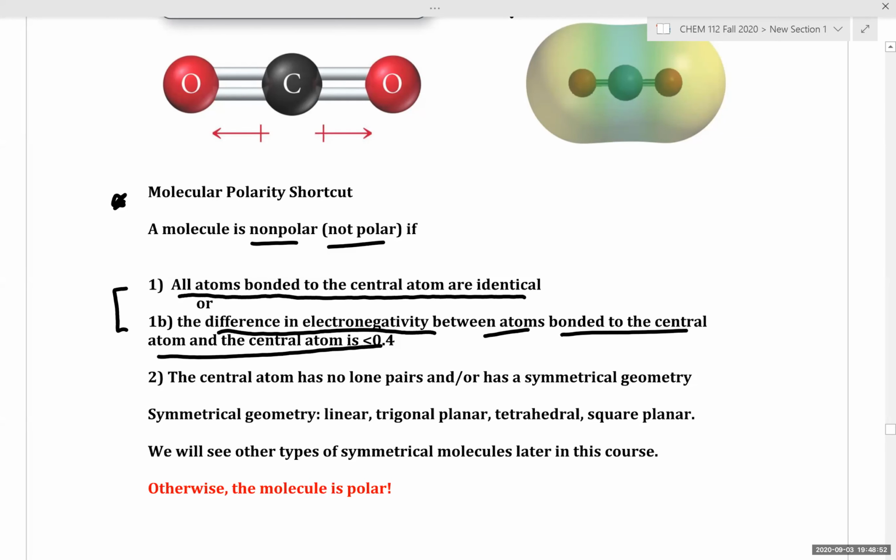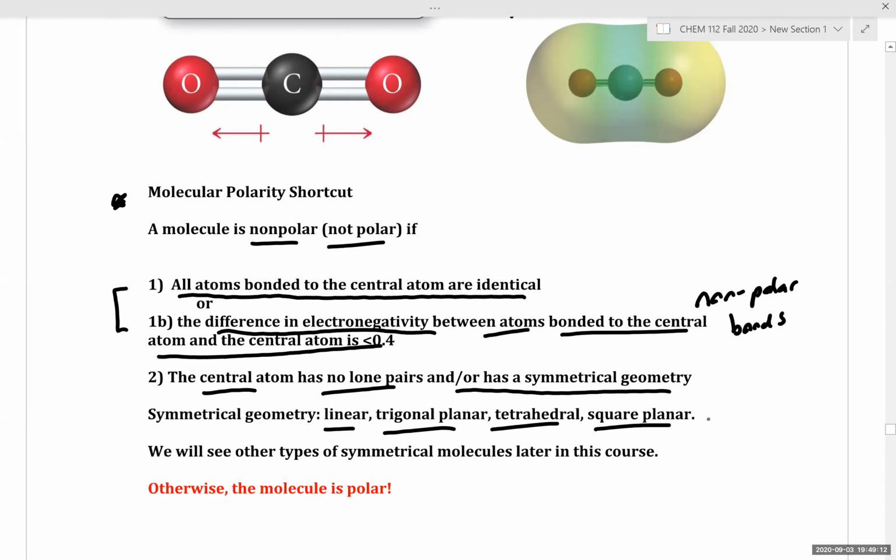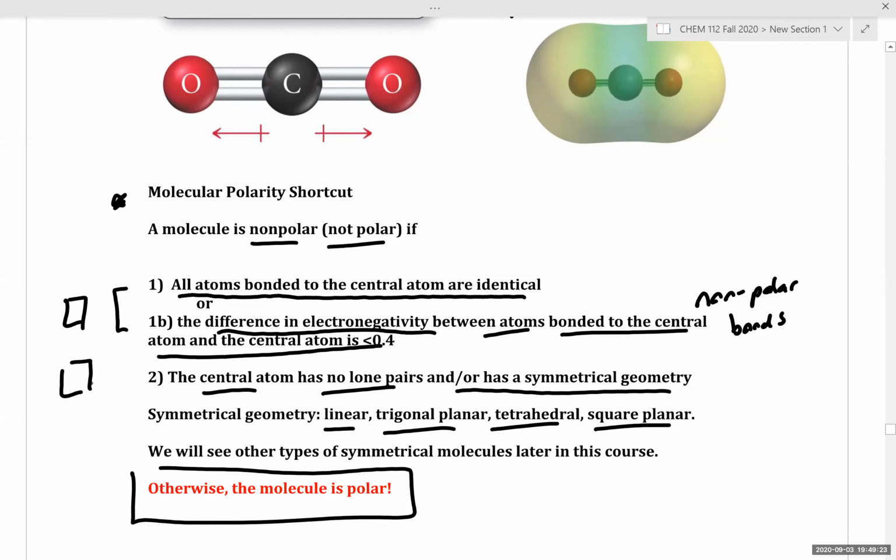So if either of these conditions are met, the central atom has no lone pairs, or it has a symmetrical geometry such as linear, trigonal planar, tetrahedral, or square planar, otherwise the molecule is polar. So both of these conditions must be met. Think of it like a checkbox. If both of these conditions are met, the molecule is non-polar. Otherwise, the molecule is polar.